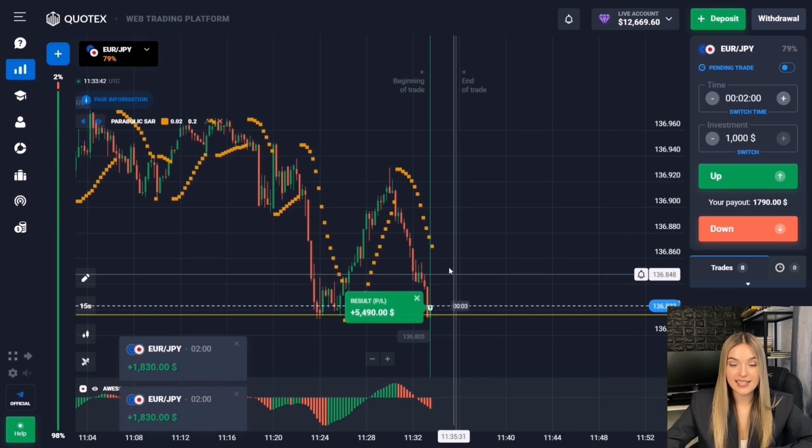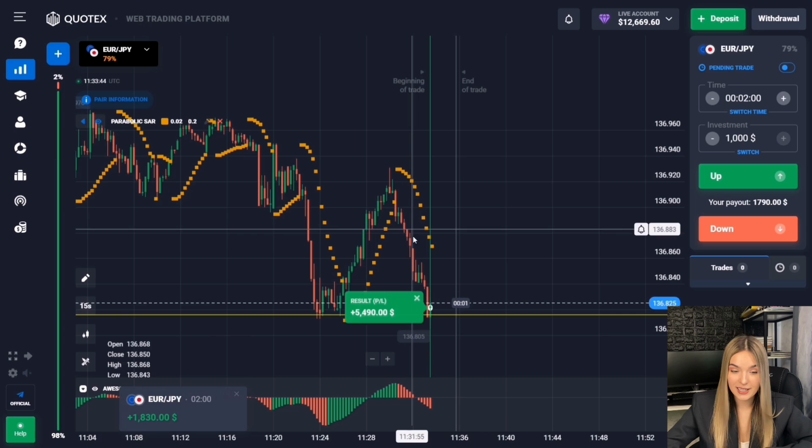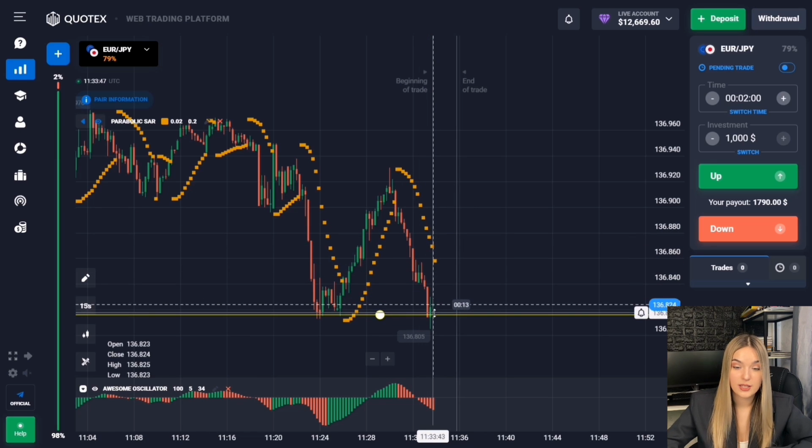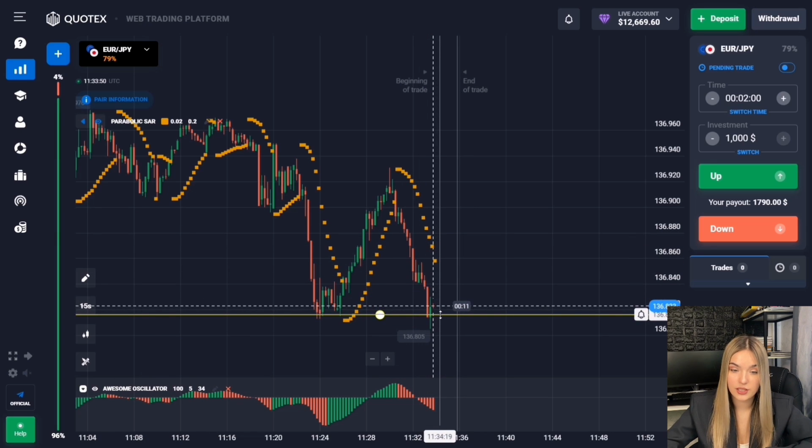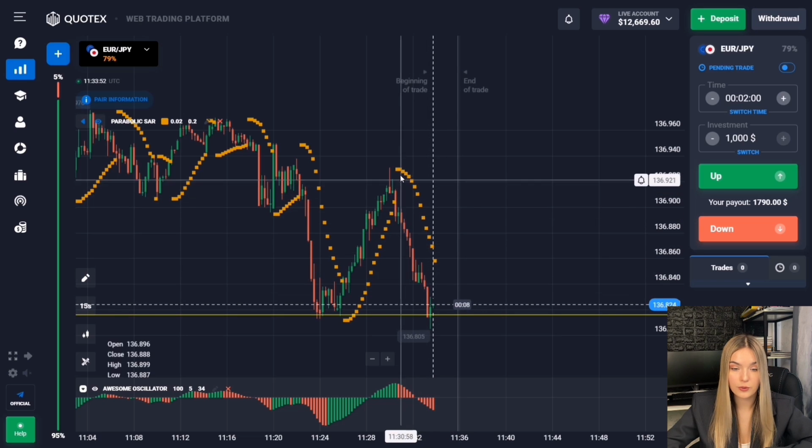Great friends, the price continued its downward movement and here we are making profit. 2 minutes was enough for us. The Parabolic SAR indicator also gave us a good entry point. The price really continued its movement towards its support level.